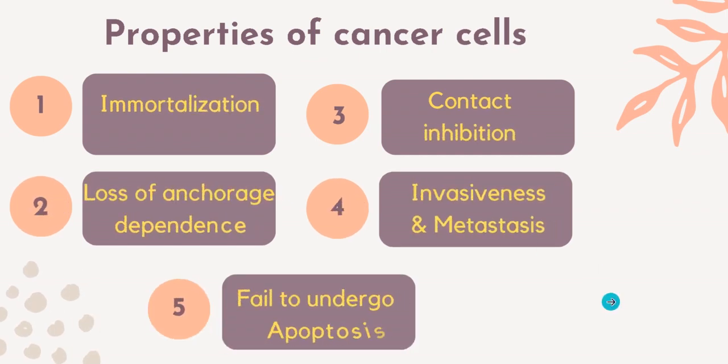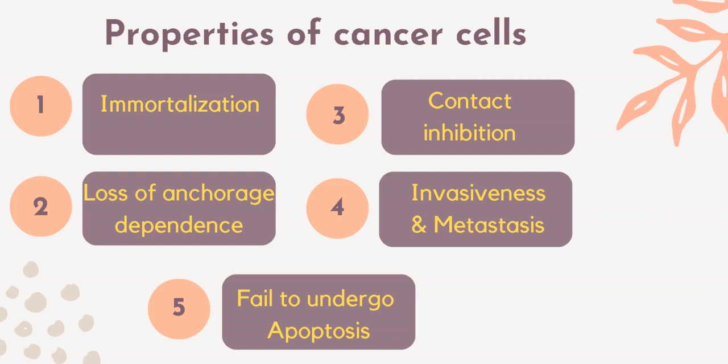Now, once a normal cell transforms into a cancer cell, the cancer cells show such kinds of properties, which are given here. Number one, immortalization. That means normal cells have a limited capacity to grow and divide both in vivo and in vitro situations. But cancer cells are immortal and can grow indefinitely. This is the first property I have written here.